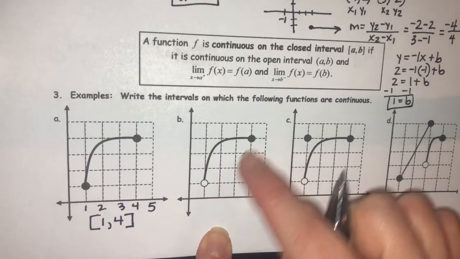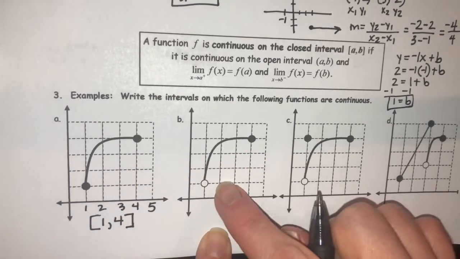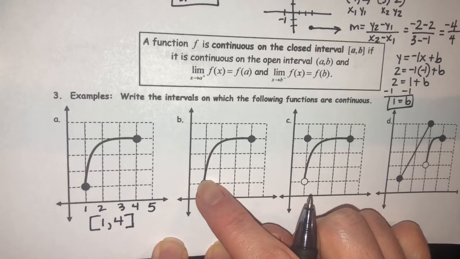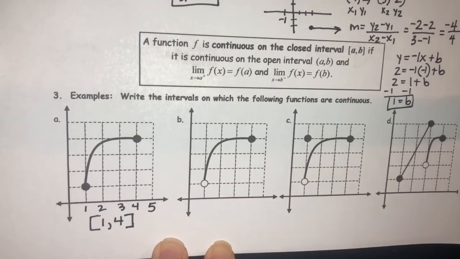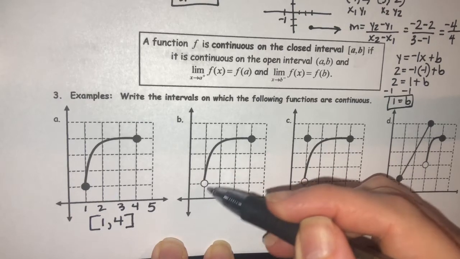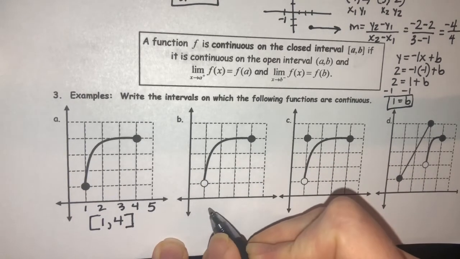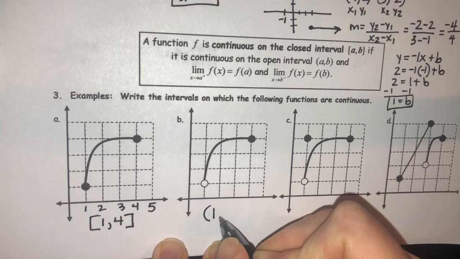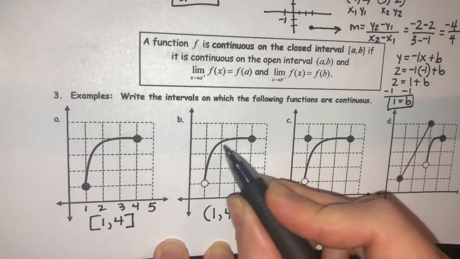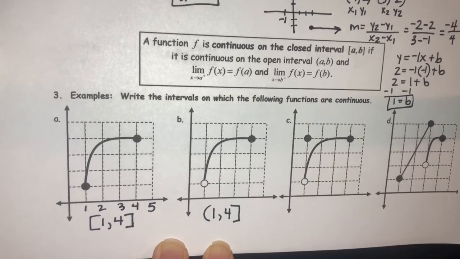How about on B? Should we include the 1 and the 4? This is the same graph except they've left out that endpoint on the left. No, since the function is not defined at f of a, the limit coming in from the right side is not equal to the endpoint. So we're not going to include the 1. It's going to be an open parenthesis there. But we can still include the 4 because it is traveling toward that closed-up dot.